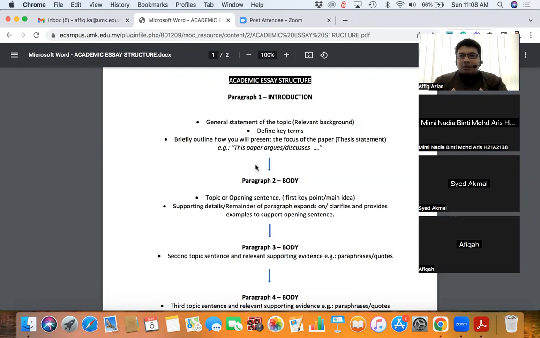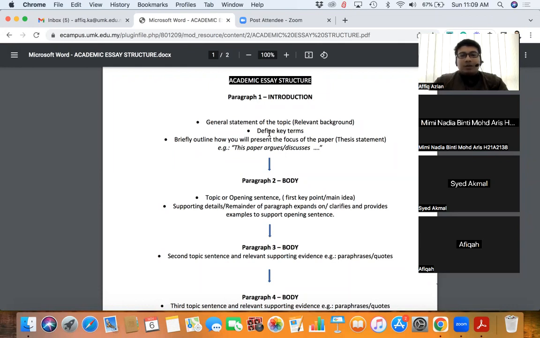So what about it? This is to give the readers, the audience of your academic essay, a brief idea of what happened recently in regards to the pandemic, and also people's acceptance towards vaccination. So that will be the general statement. And then, of course, if there are terms that people might not be familiar with, then we can also define, for example, vaccine. COVID-19 stands for coronavirus 19.